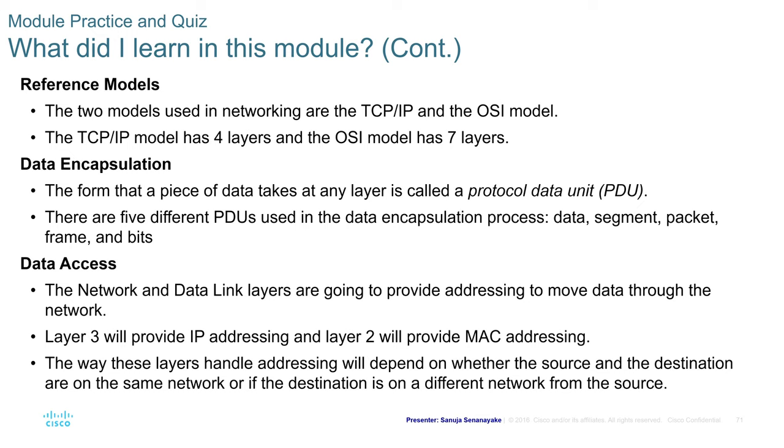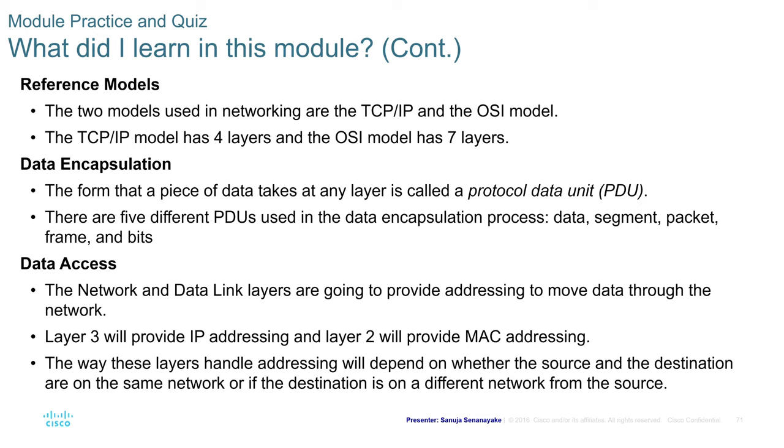The TCP/IP model has four layers and the OSI model has seven layers. For this course, it is very important to understand both models, but the OSI model is more important, I would say, than the TCP/IP one. Data encapsulation: the form that a piece of data takes at any layer is called a protocol data unit, or PDU. There are five different PDUs used in the data encapsulation process, which are data, segment, packet, frame, and bits.